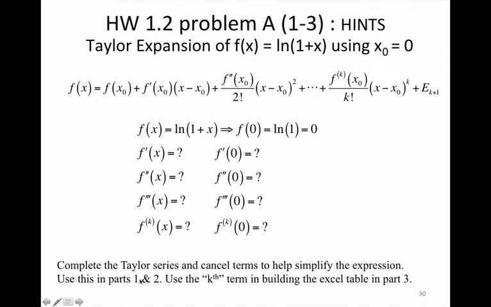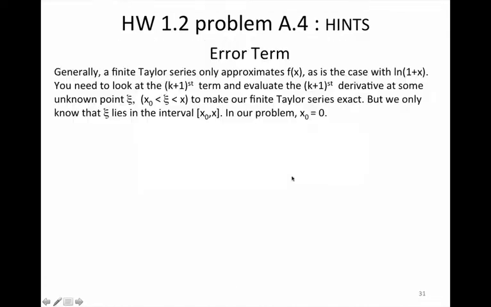Now that's going to take care of parts 1 and 2 for you, because part 1 you just needed 3 of these terms plus the constant, and part 2 you needed to get an arbitrary kth term on there. Well, you've done all that. And then on part 3 you're just building an Excel table using this formula. So really this hint covers you for parts 1, 2, and 3. How about parts 4 and 5?